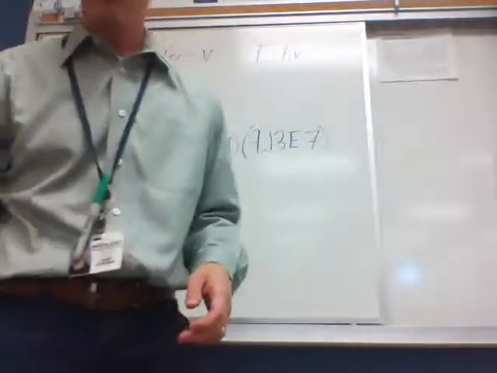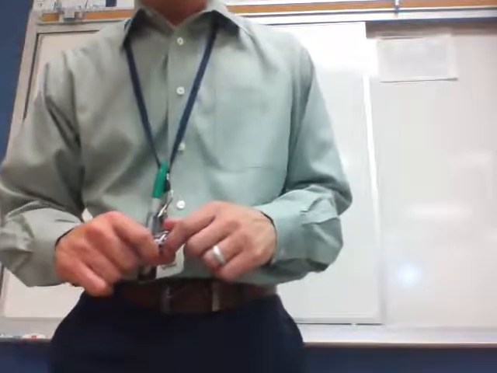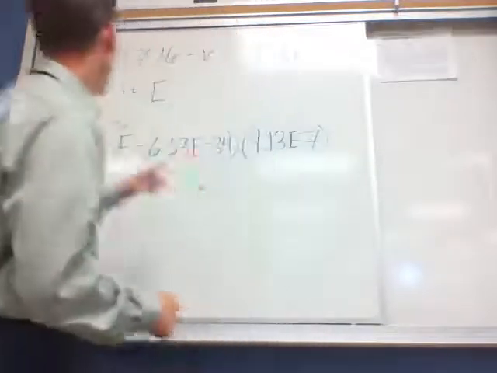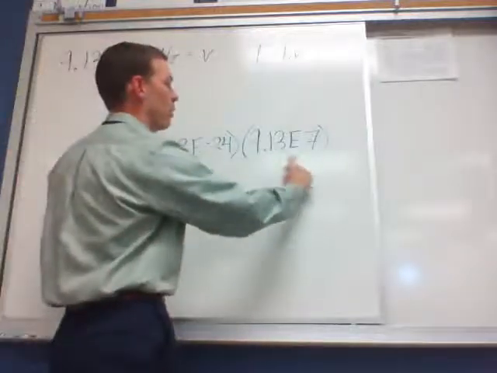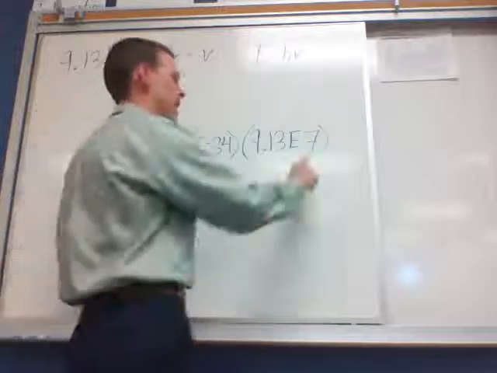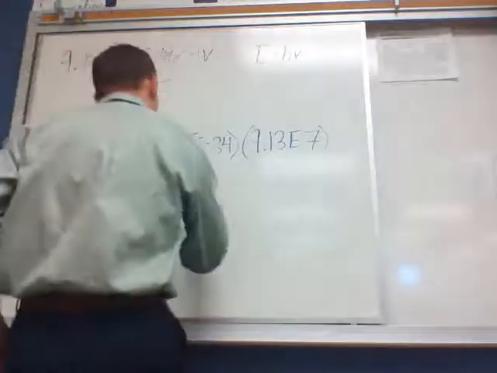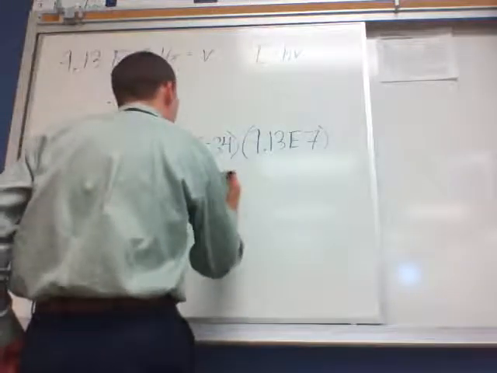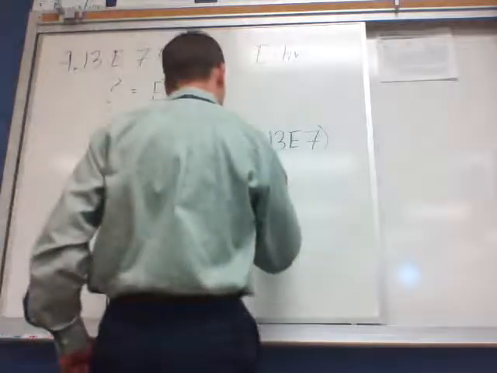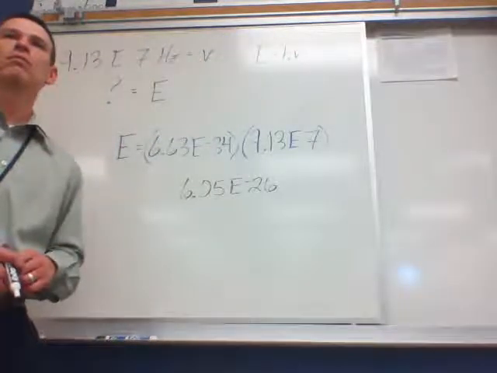What is your answer? Perfect. And she even took sig figs into account. Notice how my given value has 3 sig figs, the 9.13. Remember, significant numbers don't take the scientific part into account. So the answer that she gave was 6.05 E negative 26.